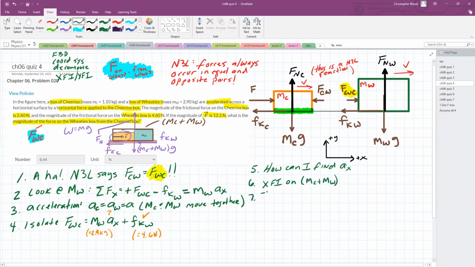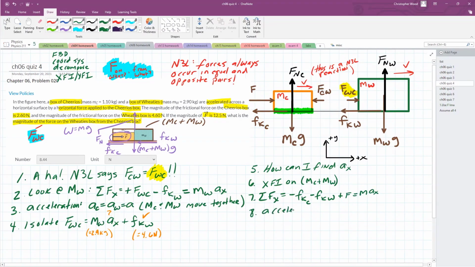When I do that, I get the sum of all the X dimension forces. And again, I remember this tactic from chapter 5. So that's where it came from. All right, so I have minus FKC, the kinetic friction of the Cheerios. Yes. Minus FKW, the kinetic friction force acting on the Wheaties. And I guess that's it. Plus F equals mass times acceleration.